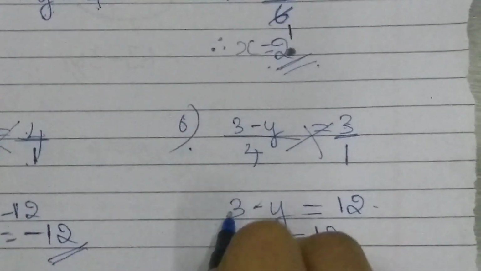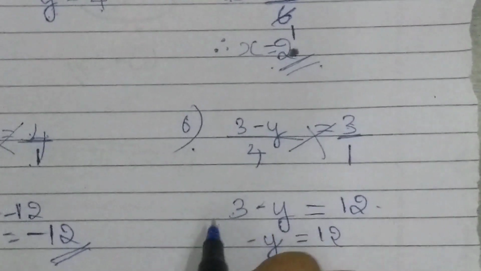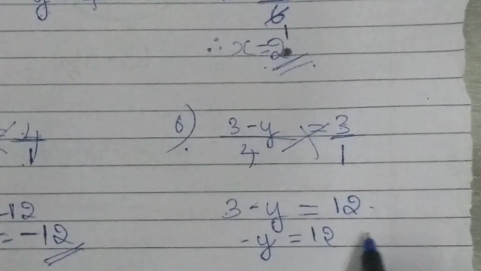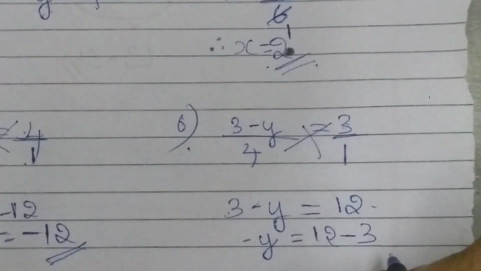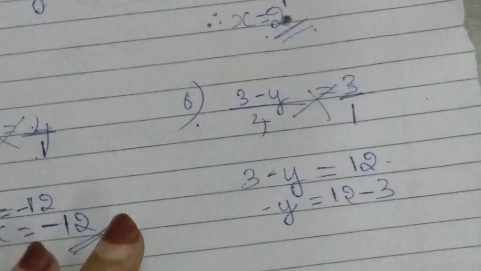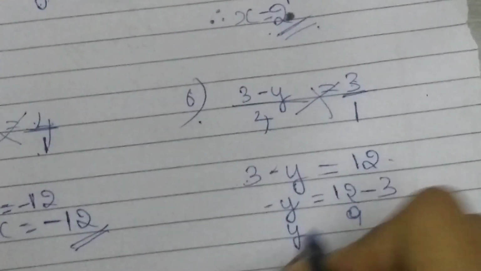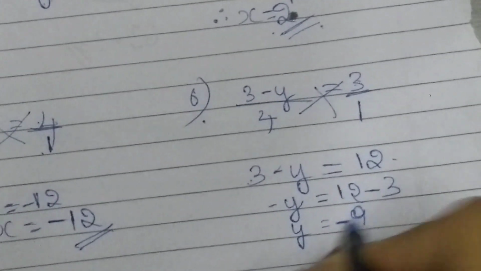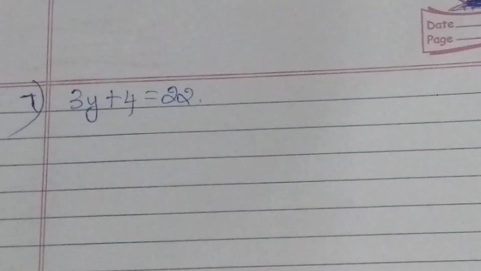See here 3 is here. If you don't have any sign, you will think this is plus, no? If you bring this plus 3 here, if you shift it here, it will become minus 3. This is 12 minus 3. So 12 minus 3 is how much? 9, no? We'll take out a y here. This minus sign will come here. So the value of y is minus 9 is your final answer.